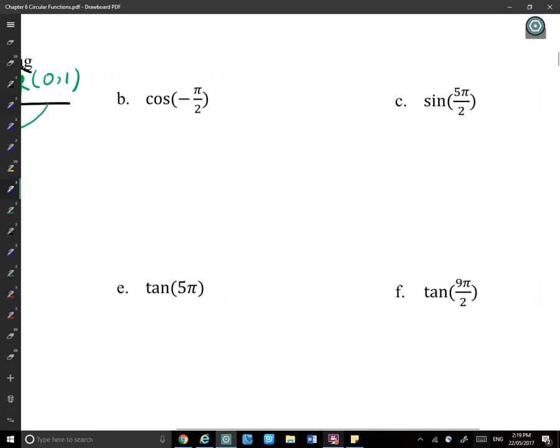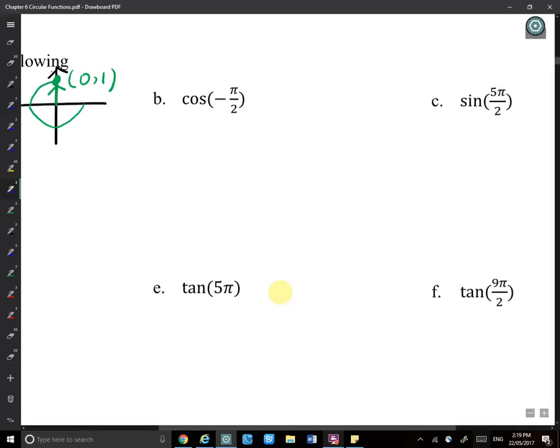Cosine negative pi over 2. Going clockwise, which is here, that is the angle, negative pi over 2. That is the point 0, negative 1. So cosine negative pi over 2 will be 0.